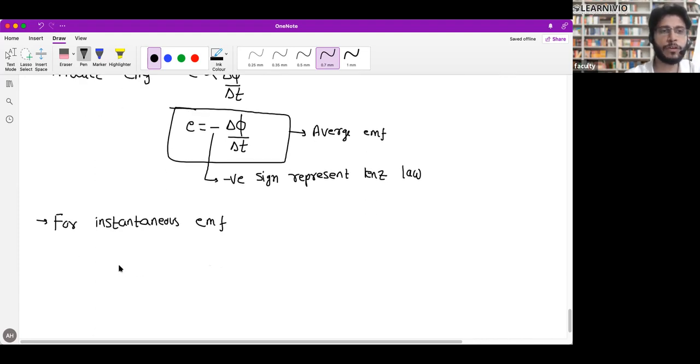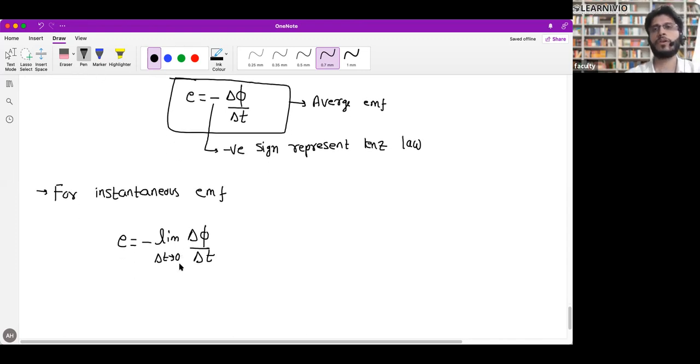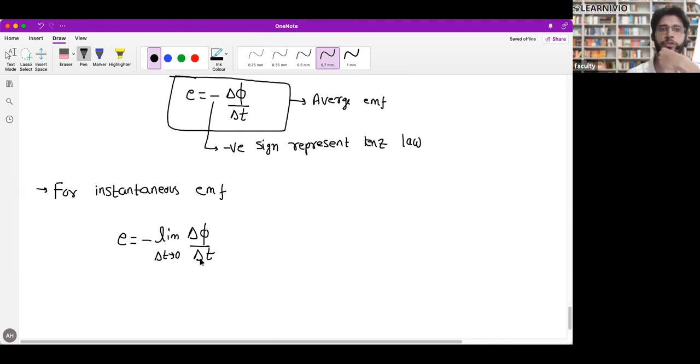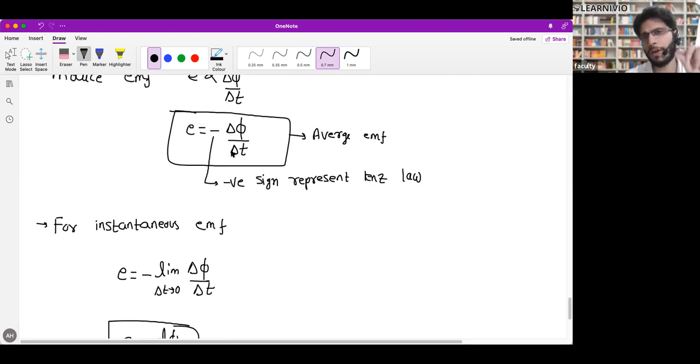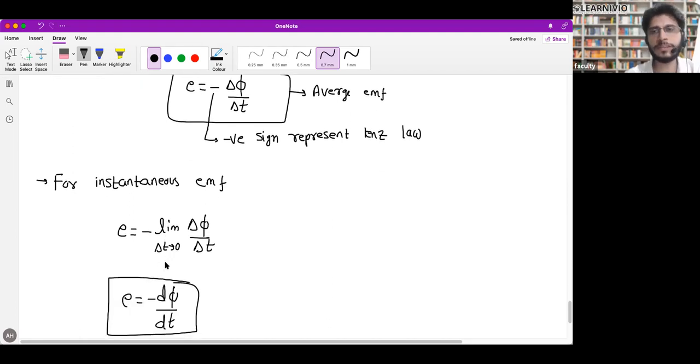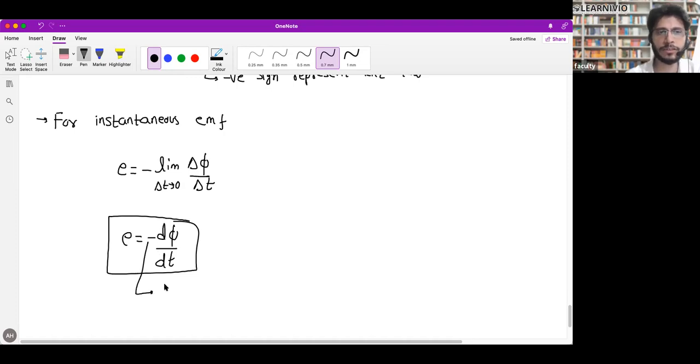for instantaneous EMF, you can write E is equal to minus of limit delta t tends to 0, delta phi over delta t. When you take this limit, you can write this as minus of d phi over dt. So for average EMF, we divide change in flux by time. But for instantaneous EMF, you simply differentiate flux with respect to time. And again, here also, the negative sign represents Lenz's law.